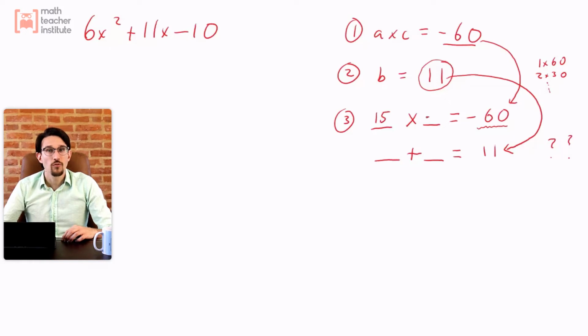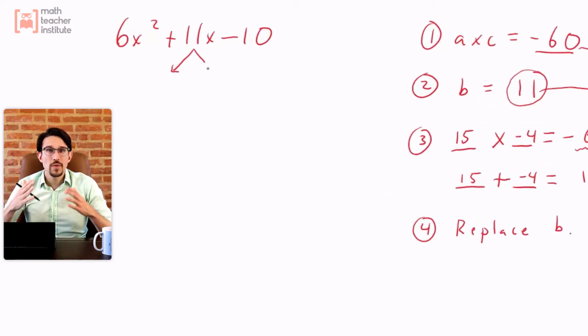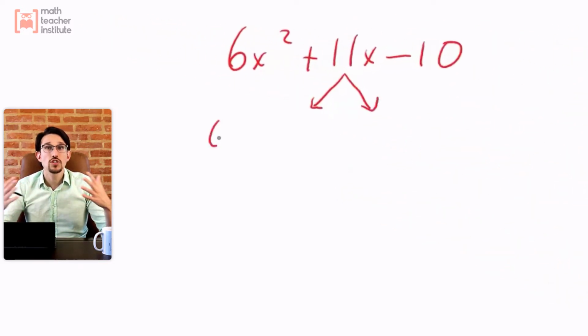So 15 and negative 4 are the 2 numbers that multiply to make negative 60 and add up to make 11. Once we found these 2 numbers, it's pretty much smooth sailing. So what we're going to do for step 4 is replace b in our original quadratic with the 2 numbers that we just found. We're just going to essentially split that number into these 2 new numbers.